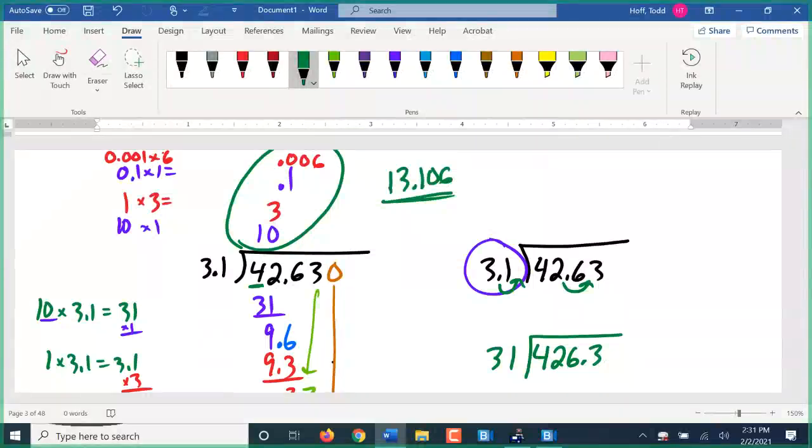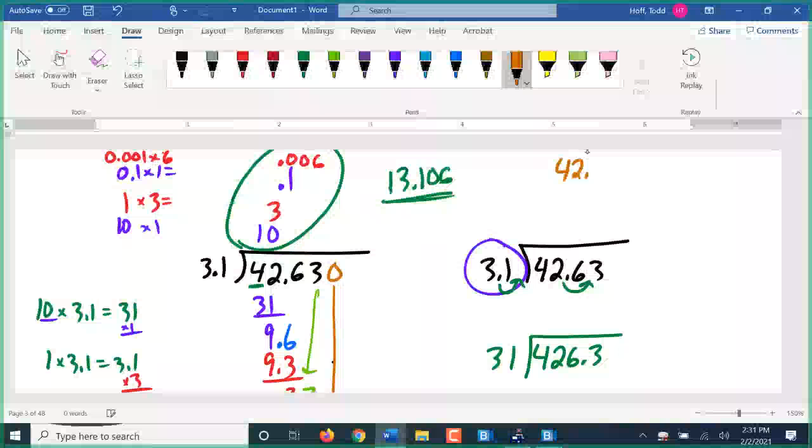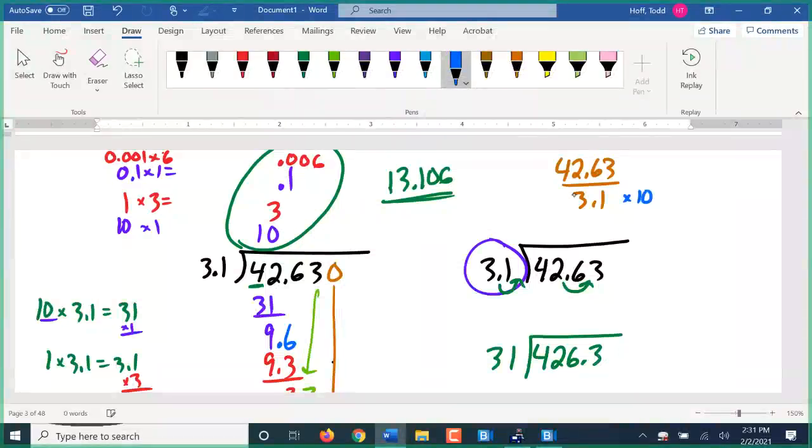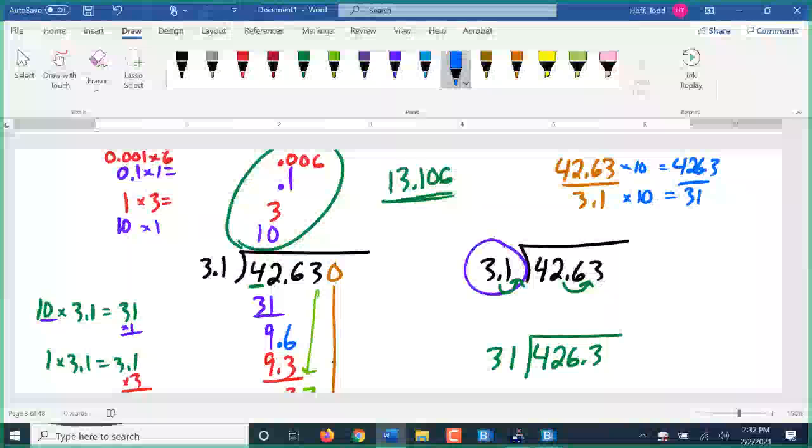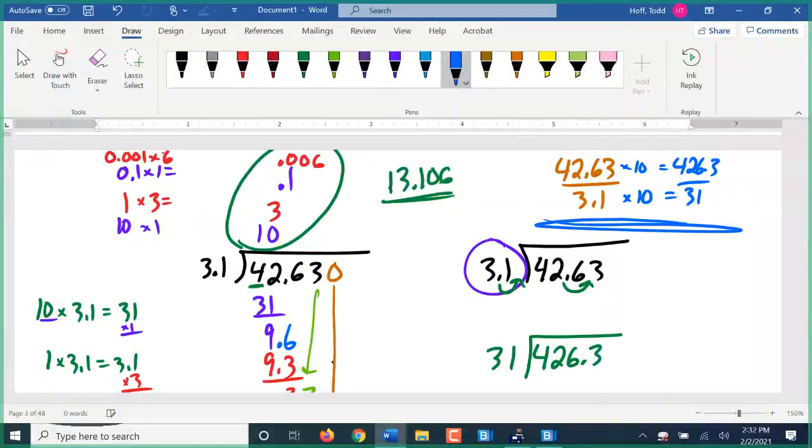Why are we able to do that? Well, we've said a few times that division and fractions are kind of interchangeable. I could make this 42.63 over 3.1 into a fraction like that. If I want to multiply the denominator by 10 to get 31, I have to multiply the numerator by 10 to get 426.3. That's exactly what we did here, then turned it back into a division problem. So moving that decimal point is completely valid. We're using our rules of fractions to do it.